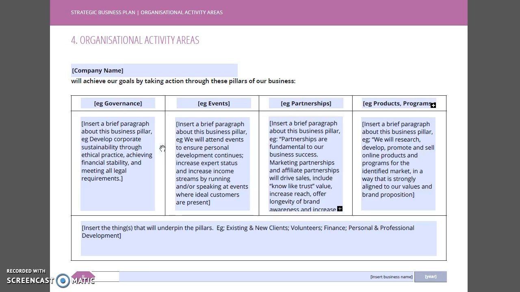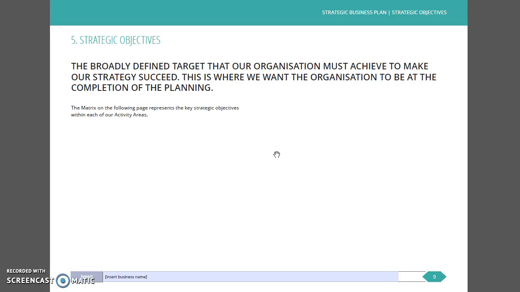Now that we've identified these 4 key pillars, these are going to be really important for us to keep some structure moving forward so that we're not overwhelmed. So next we look at our strategic objectives. This is basically the target that our company must achieve to make our strategy succeed.